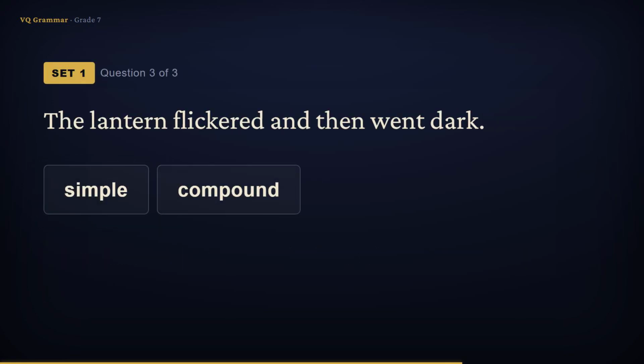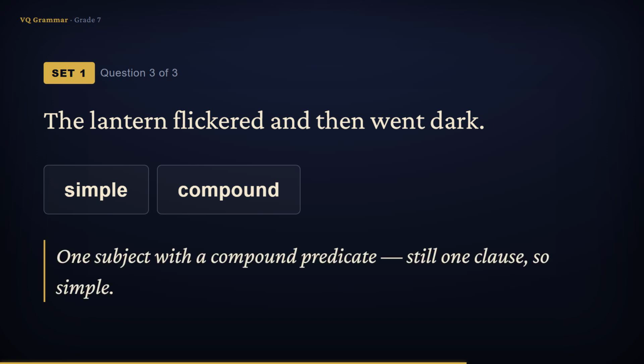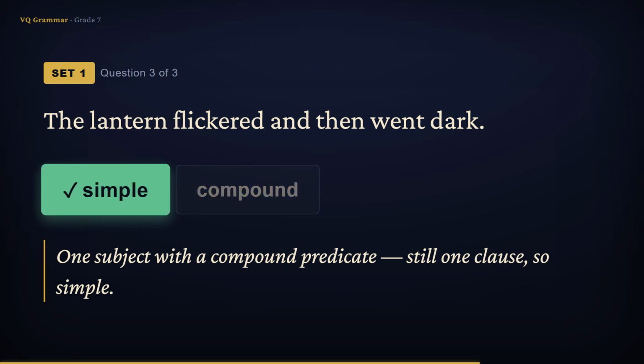The lantern flickered and then went dark. Here, the word and joins two verbs, flickered and went dark. But they share a single subject, the lantern. That's a compound predicate inside one clause. So the answer is simple.